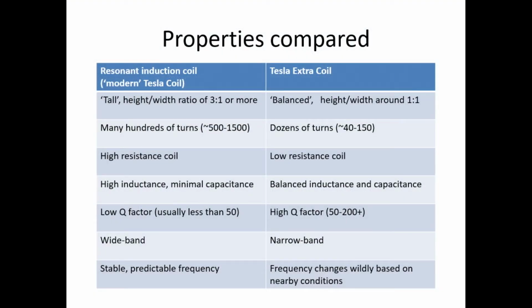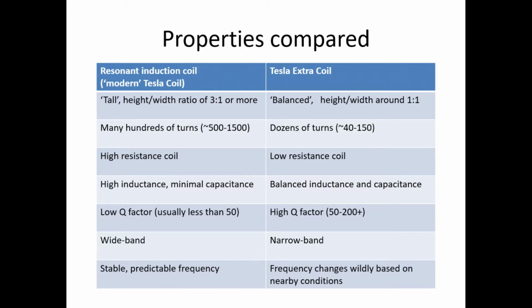A modern Tesla coil tends to be very tall with wide width of 3 to 1 or more. A Tesla coil that we're doing here tends to be balanced around 1 to 1. And you can go higher or lower, it does about the same thing. A modern Tesla coil has hundreds or usually more than 1,000 turns on it, wound over PVC pipe. The ones we have use dozens of turns. Modern Tesla coil tends to be high resistance because it's a lot of thin wire. The coils we have are relatively low resistance. The coils they had tend to have very high inductance with almost no capacitance.